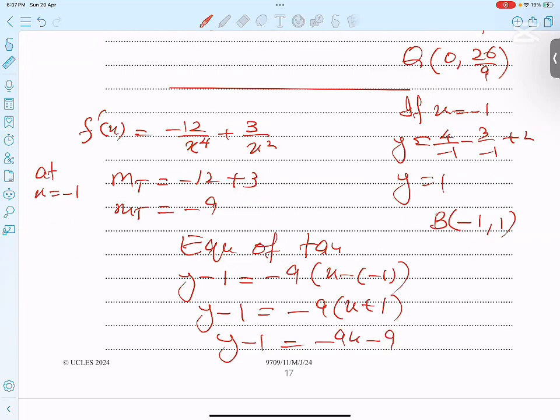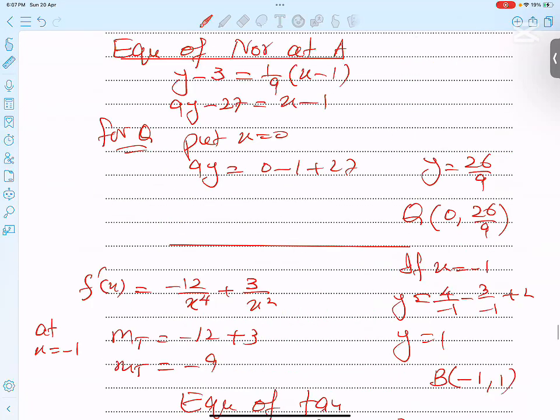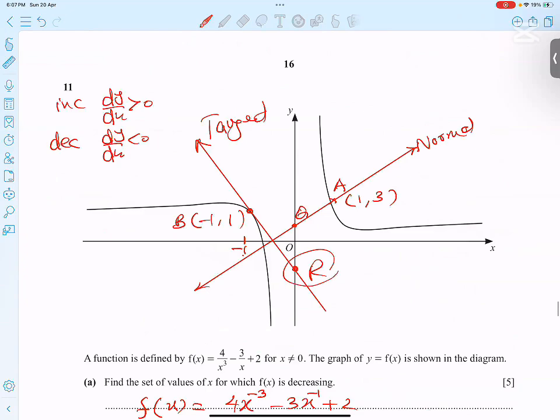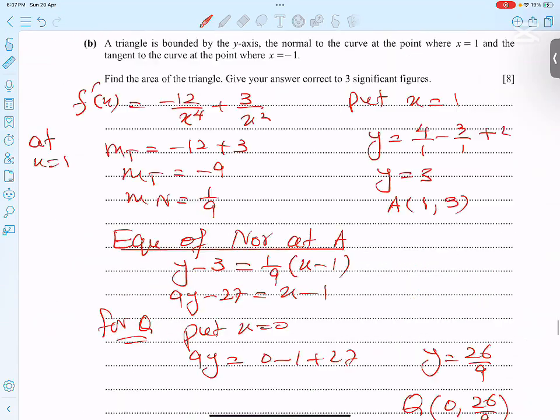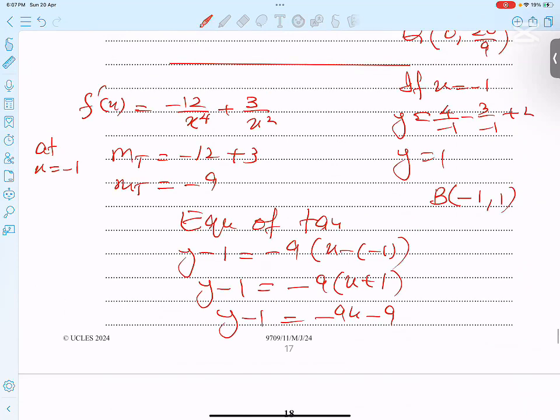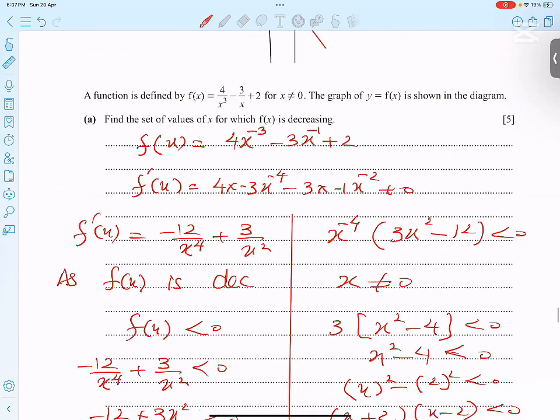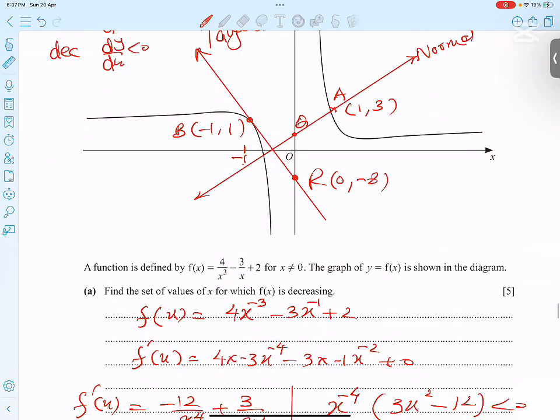What is this point, students? This point is R. And I will plug in x equal to 0 here to get the R coordinate. So 0 is here, so y will become minus 8. So I got the R coordinate 0 and minus 8. I hope you understood very well how I got it. So I can say that R is 0, minus 8.